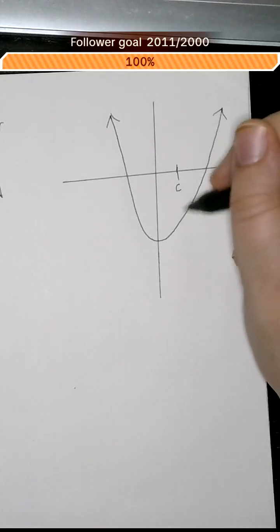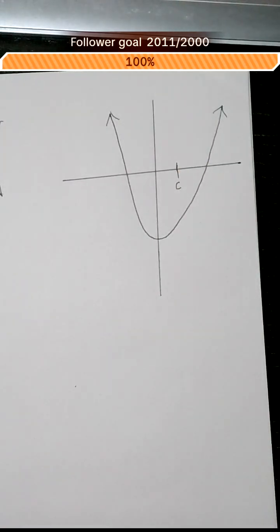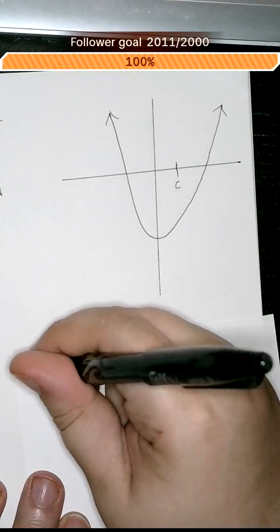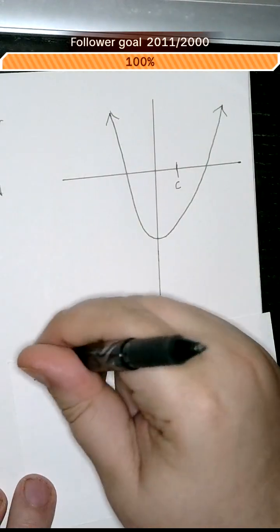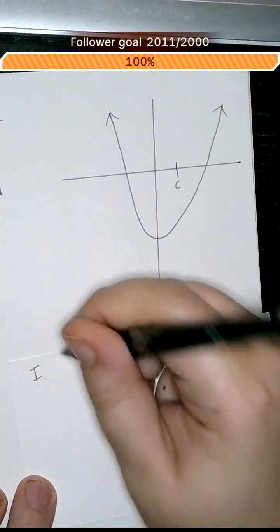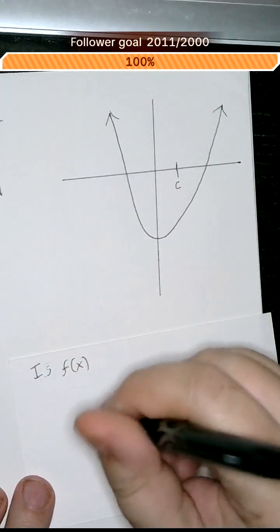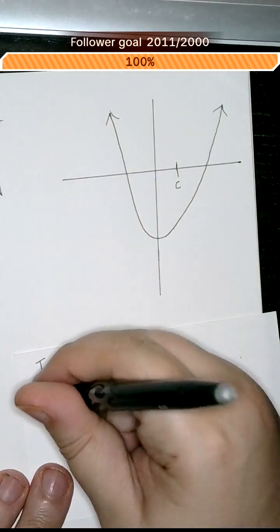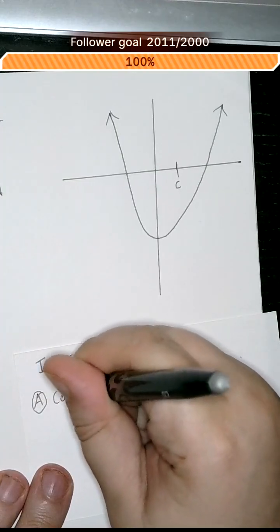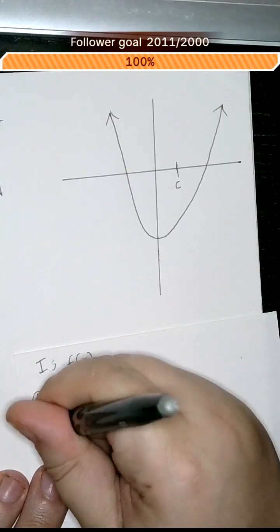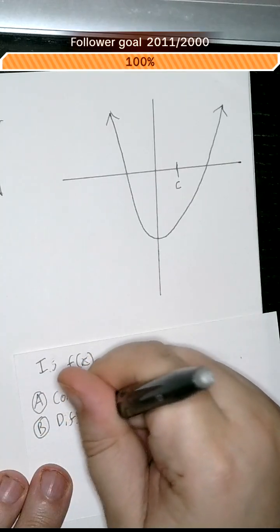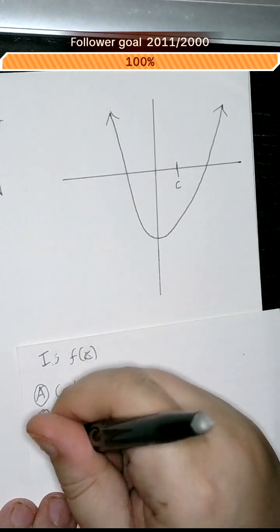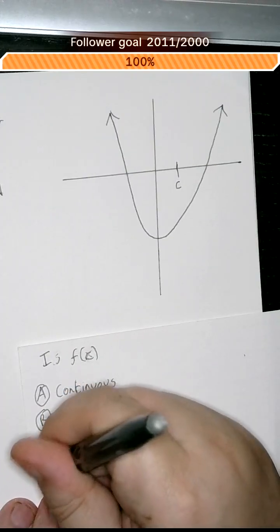Is the function continuous, differentiable, both, or neither? Or is f of c: a, continuous, b, differentiable, c, both, d, neither?